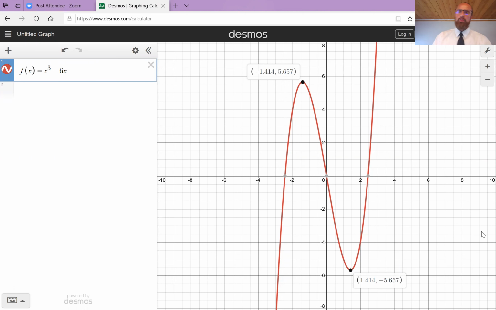So I'm going to record those points. So over there in quadrant 2, this upper point, the high point on the graph, is negative 1.414, 5.657. And the low point's at positive 1.414, down there at negative 5.657. I've recorded that, and I'm going to head back to our notes to write those in.